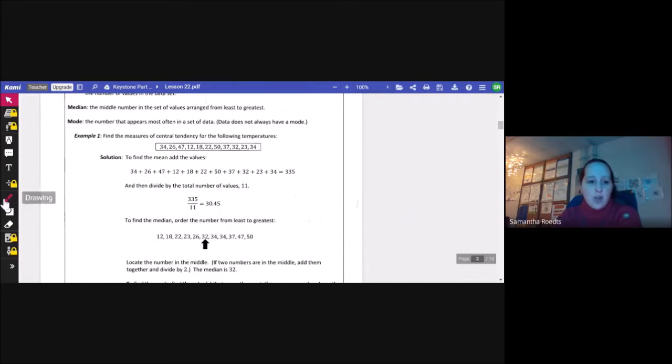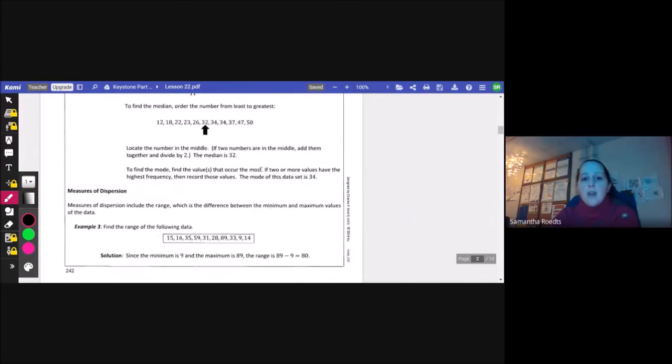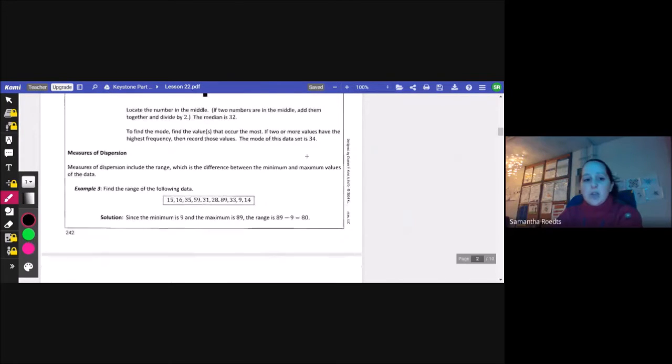The median, I put these numbers in order from least to greatest. And then I can actually cross numbers off, which I found can be helpful. So 12, 50, 18, 47, 22, 37, until you get to the median or the middle. In this case, 32. So if two numbers are in the middle, I add them and then divide them by 2. So in this case, the median is 32.